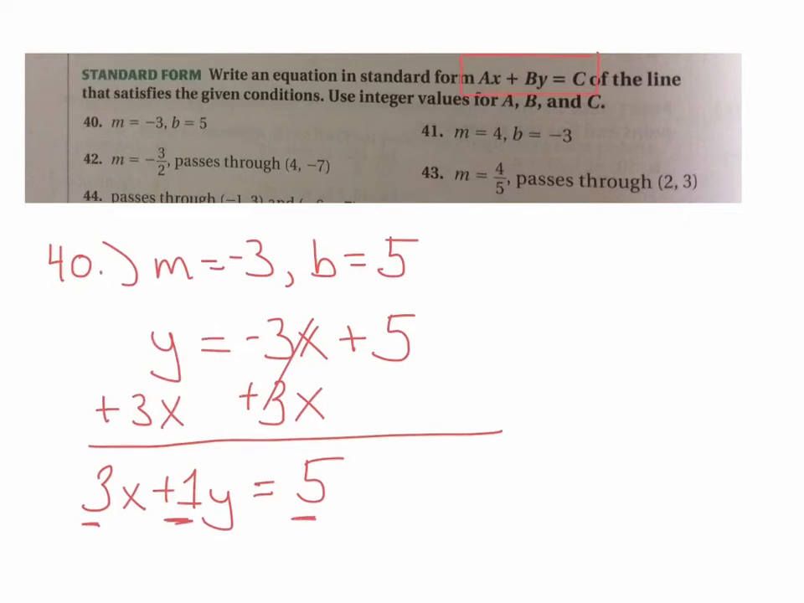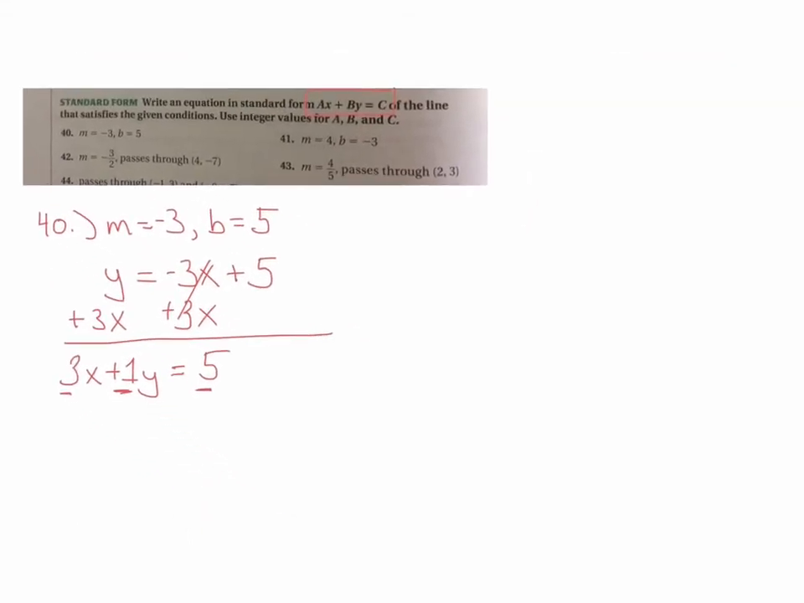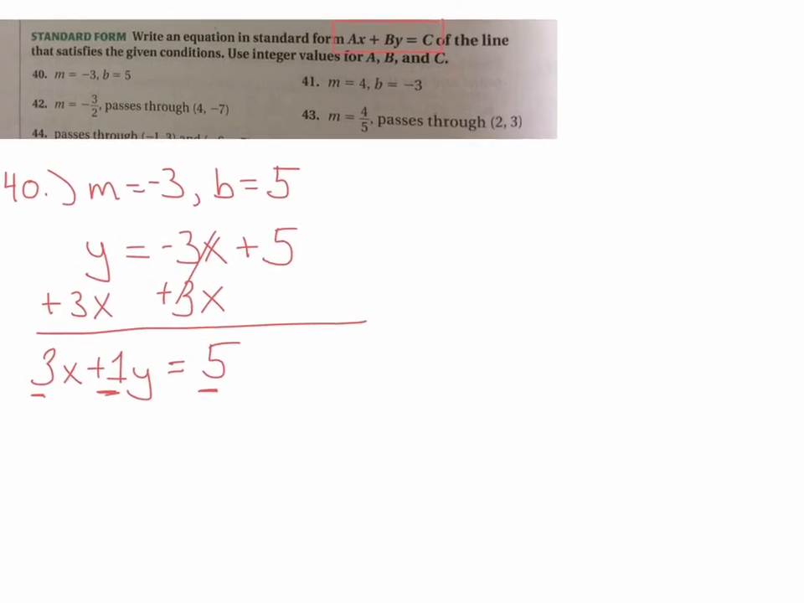Now for 42, it works a little differently. For 42, if I go to write the y equals mx plus b for that, what I'm going to notice is I have a rational coefficient here, and they say a, b, and c has to be integers. So there's a little bit more legwork involved on this one. Let's do this one together.